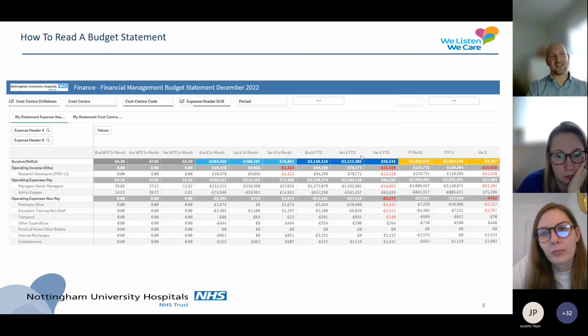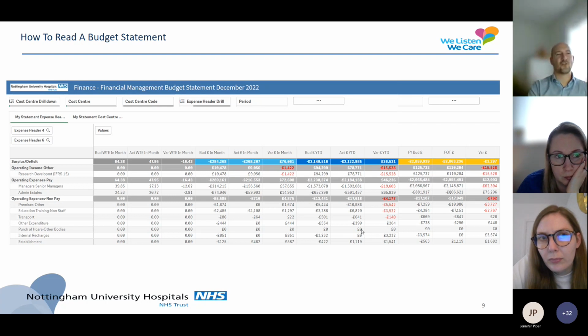So if you go across to the year to date, this is the month 9 in-month position, so December, and that's from April to December. You can see for 9 months, if you times that by 9, or times by 10, you roughly get there. So it's a fairly consistent picture, and that's why we have the in-month and year to date, so you can compare: have you got a problem in month, and what does that do to your year to date position? Because you can use your year to date underspends to move budget around to fund other things.